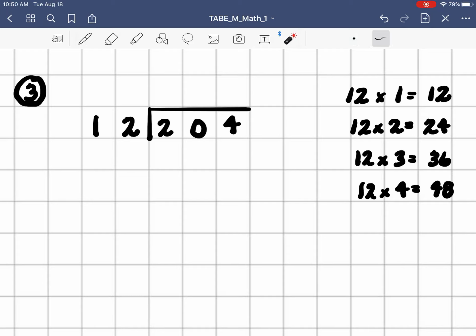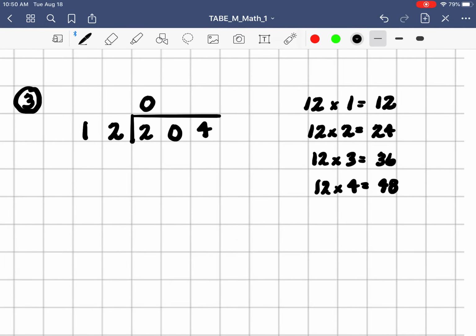So the first thing I'm going to do is take this 12 into this 2, and it won't fit. It's too big. So we're going to say a 0. Then 12 into 20. That is going to sit somewhere in here. 2 is too much, so we're going to go with 1. 1 times 12 is 12. And we will subtract here. So you have to borrow. 10 minus 2 is 8. 1 minus 1 is 0. And then I need to bring down my 4.